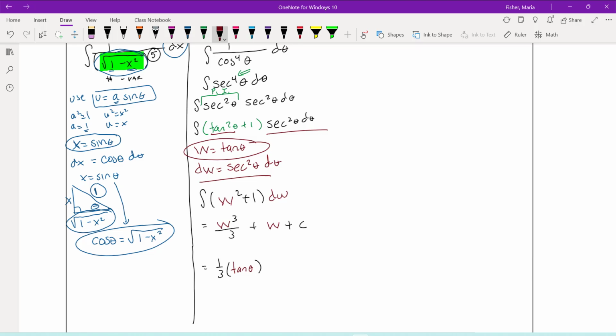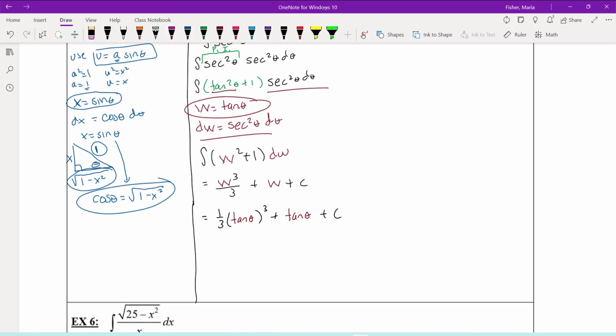So tangent of theta cubed plus another tangent of theta plus c. Finally, get out of thetas and go back into x's. Well, how do I do that? To get rid of the tangent, I go back to the triangle. So what is the tangent equal to in terms of right triangle trig? Well, the tangent is equal to opposite over adjacent.